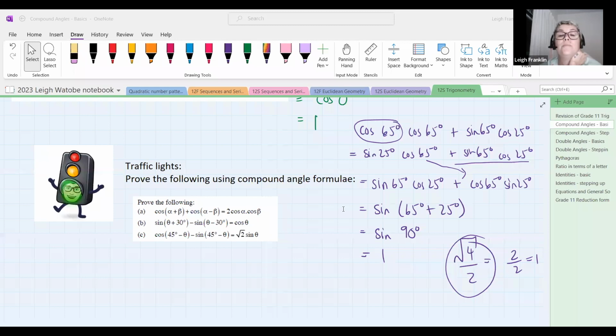Okay, no problem. It's so nice for us to be able to talk about the different ways in which we can answer these questions, especially when it comes to trig, because as we were saying, there are lots of different options.